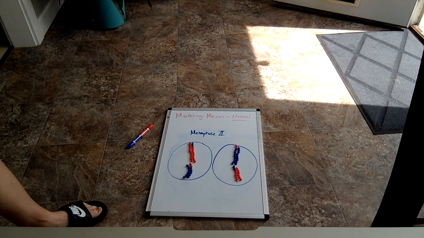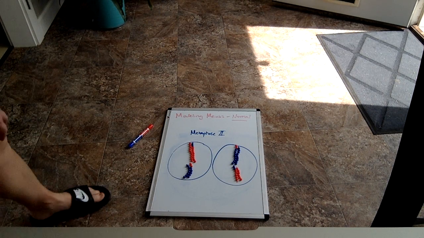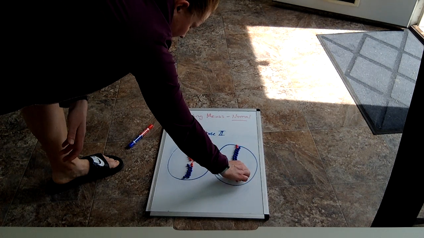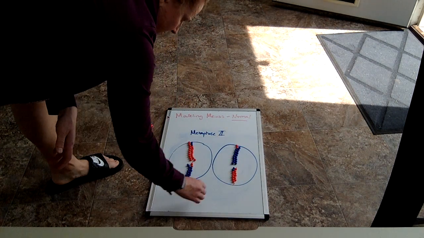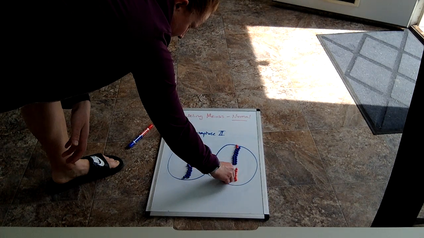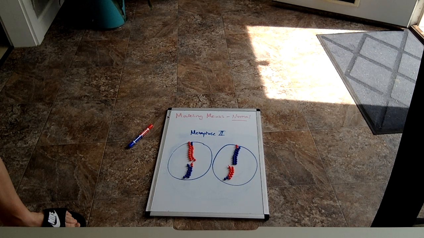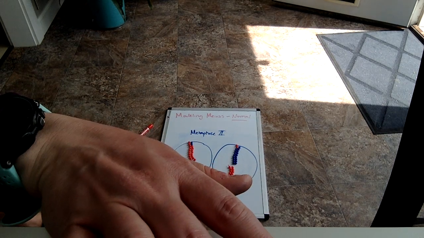In metaphase 2, they're going to line up in the middle of the cell, just like they did before with their partner. Okay, so we're lining up in the middle. We're not going to do crossing over again. That only happens in meiosis 1. So crossing over is not going to happen like it did in meiosis 1. So this is all you need to draw for metaphase 2.